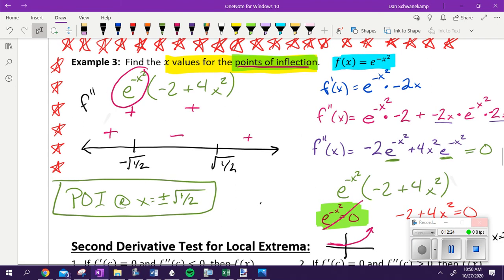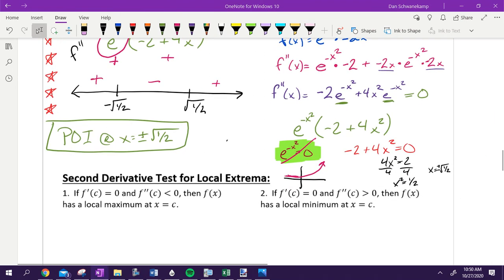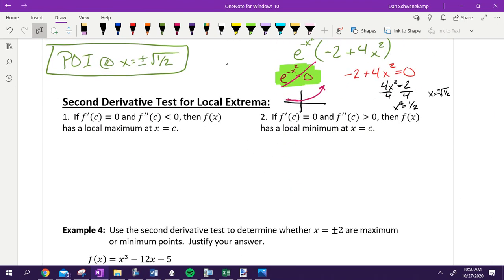Wonderful. Questions there? All right, that was the tough one for the day. Nothing else is anywhere close to that difficult. Okay, let's go to the next one. Okay, if f prime is 0 and f double prime is less than 0, here's what we're talking about. Okay, this is called the second derivative test for local extrema.